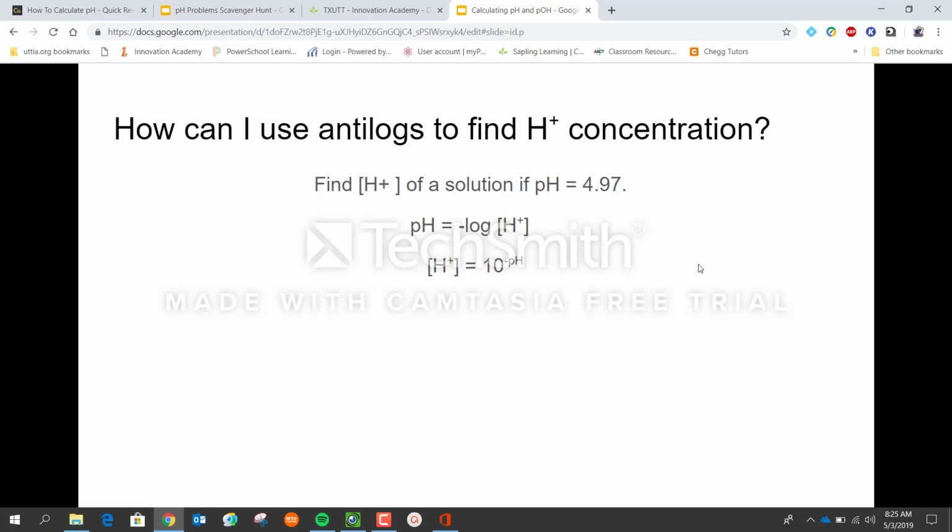I need to rearrange my formula. So the opposite of log of hydrogen ions would be 10 to the negative pH power equals the number of hydrogen ions. So when I rearrange, I can now just plug in numbers. I don't know the hydrogen ions, but I do know the pH. So hydrogen ion concentration equals 10 to the negative 4.97 power. Plug that into the calculator and I get a hydrogen ion concentration of 1.1 times 10 to the negative 5 power. And that's how we use logarithms to calculate pH, pOH, and ion concentration.